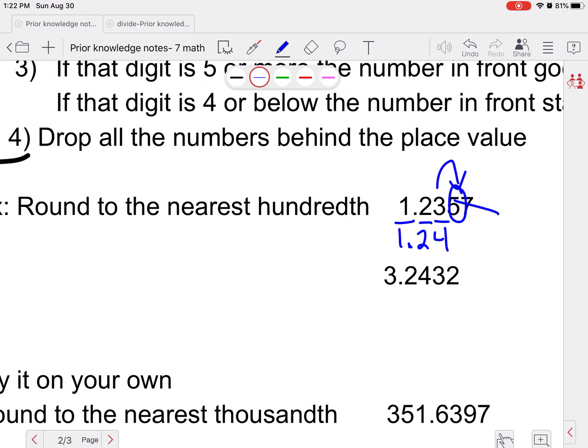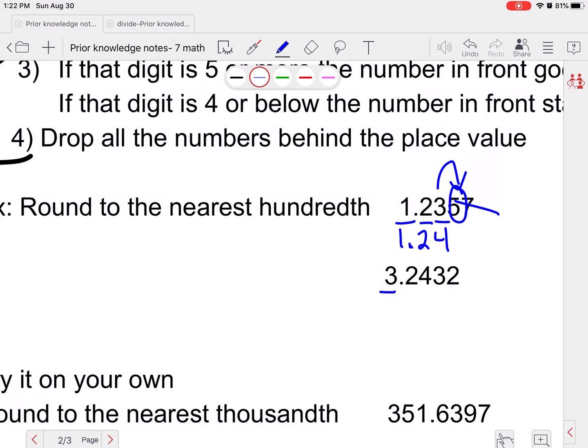So let's go ahead and look at 3.2432. Again, it wants me to round to the nearest hundredth. So this would be ones, tenths, hundredths. So then I'm going to look at the number behind. And the number behind the 4, which is 3, is 4 or below, so that tells me to stay. So I'm just going to drop the 32. So I'm going to have 3.24. Okay. So basically, if it's closer to the 24 versus 25, we'll keep it at 24. Okay, because our decimal point was 24 here.